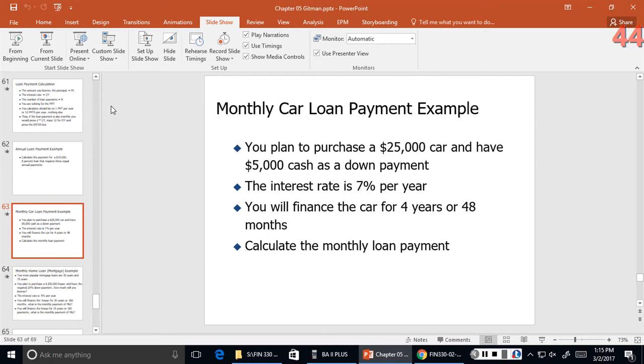So here, you are wanting to purchase, you found the right car. You've been car shopping, and we'll say it could be a new or used car. I'll give you my personal opinion on buying new versus used in just a minute. But you're going to buy a $25,000 car. You actually have a down payment. You saved up $5,000. So you're going to borrow $20,000. The interest rate is 7% per year, and you're going to finance this car for 4 years or 4 times 12, 48 monthly payments.